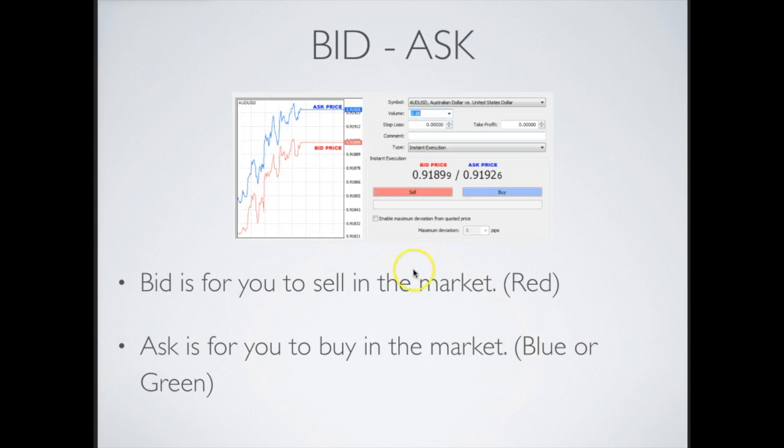So here's a better way of looking at it when we get to the actual charts. Here's the actual execution area for you to take a trade. Remember, bid is the sell, ask is the buy, and you see how they're color coded, blue and red. Red will most likely mean selling or down. Blue means buy or positive. Sometimes people have the blue as a green, so keep that in mind too.